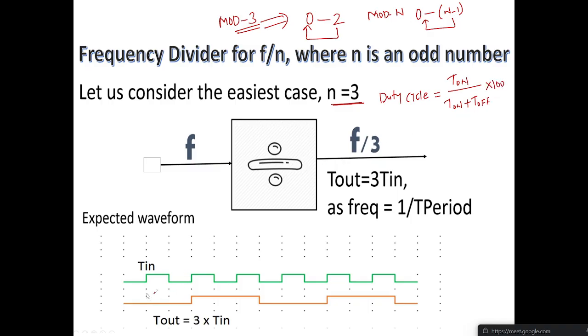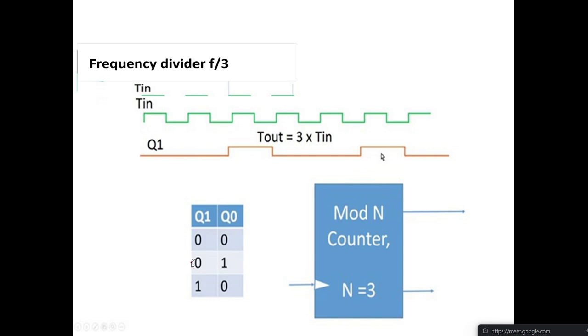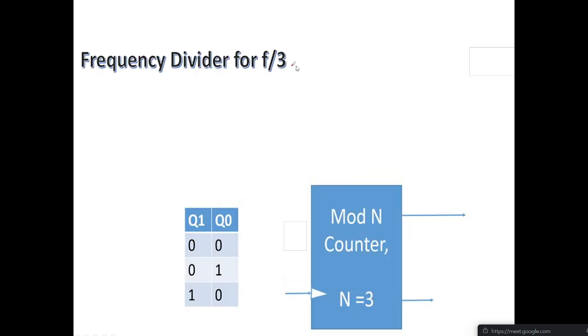So if you see here, that means one second. Frequency divided by 3, f by 3. For frequency divided by 3, you are using a mod 3 counter. With a mod 3 counter, it will be off for how many clock cycles? Two clock cycles.